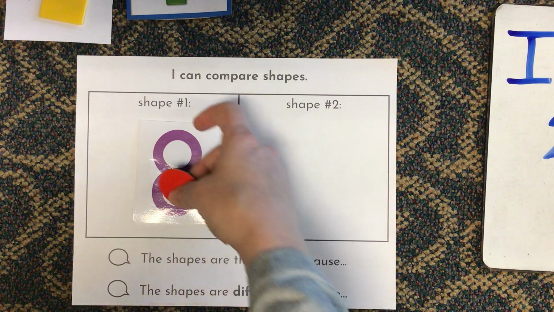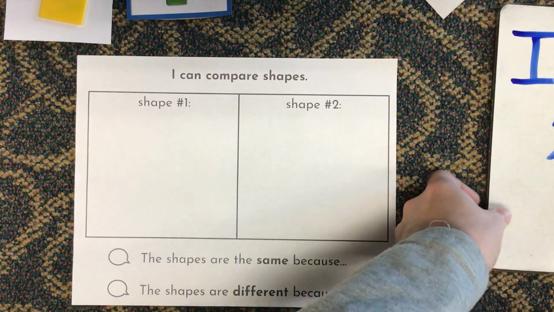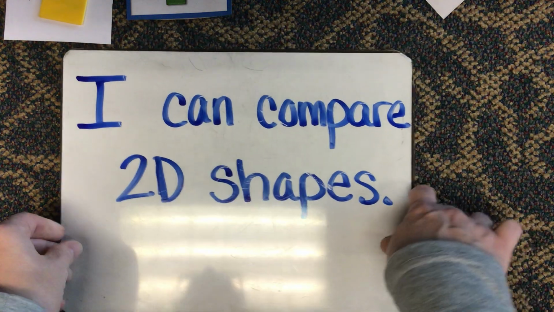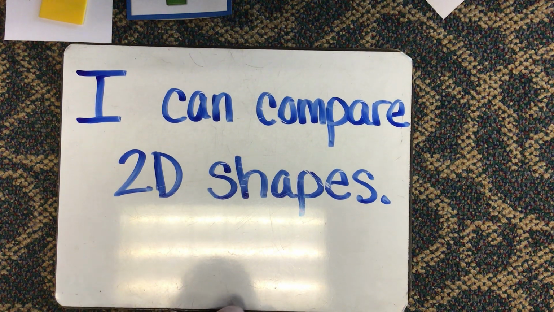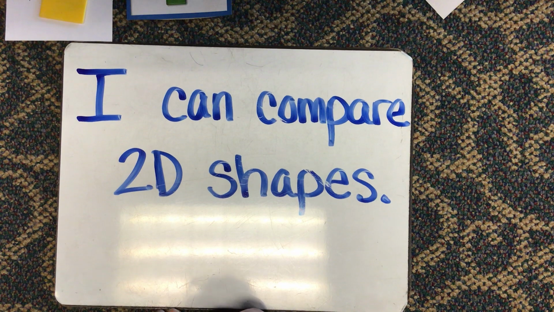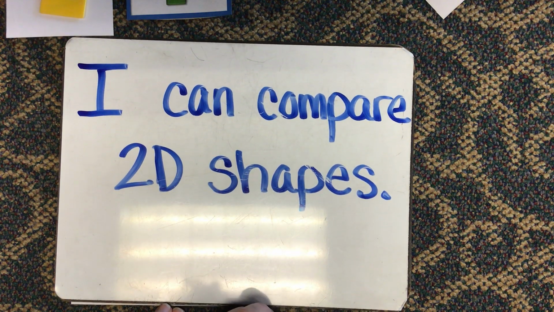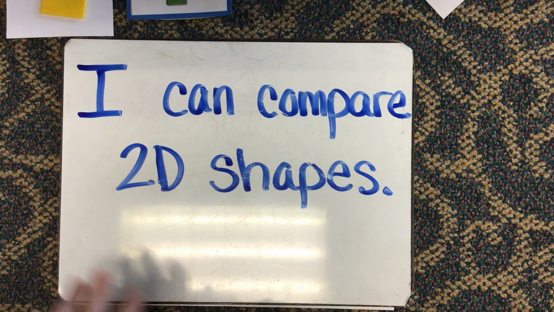Okay, friends, so we just had a lesson on comparing 2D shapes. We talked about how they are the same and how they are different. Tomorrow, when I come back, we're gonna compare 3D shapes, which remember, are shapes that are not flat. Those are solid shapes that you can hold.